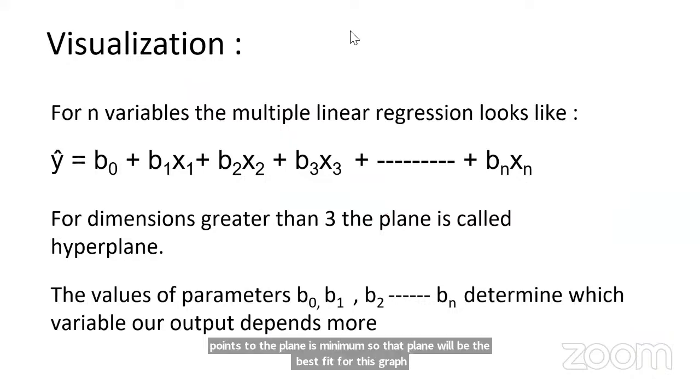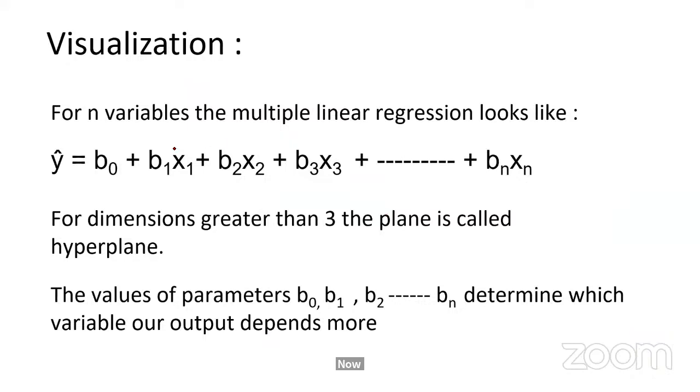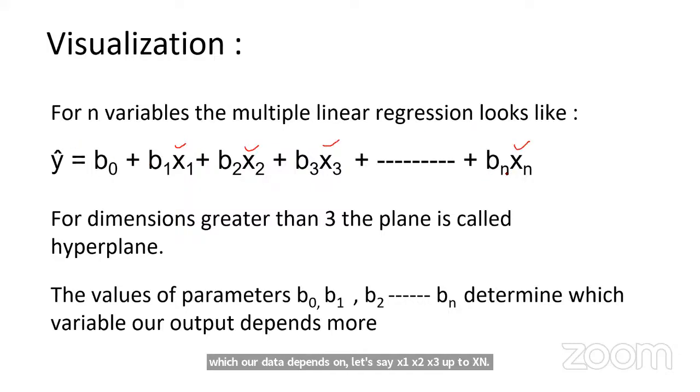Now for n variables, the multiple linear regression will look like this. So suppose we have n inputs on which our data depends, let's say x1, x2, x3 up to xn. That means that we will now need to find these n number of hyperparameters. And for dimensions greater than 3, the plane will be called a hyperplane. So we cannot visualize the hyperplane for more than 3 dimensions. It will be called a hyperplane, and that would be the best fit for that data. So basically we are trying to find that hyperplane which is the best fit of the data, right?